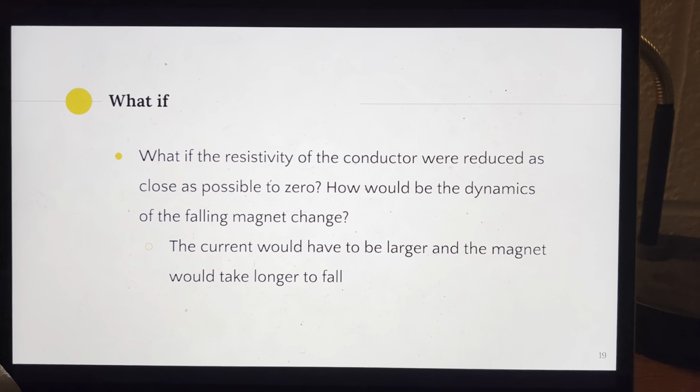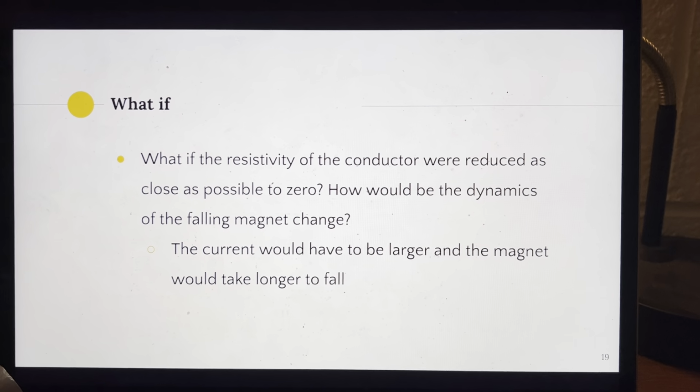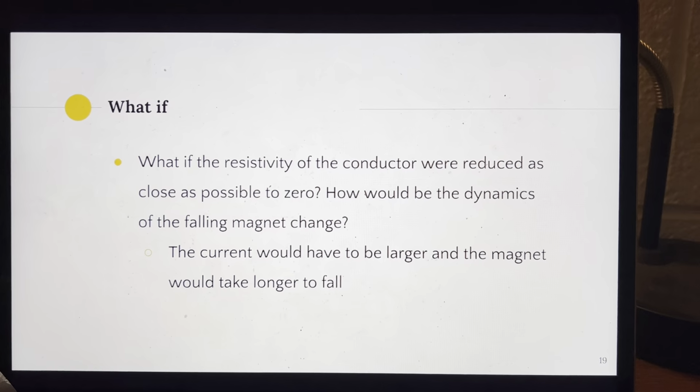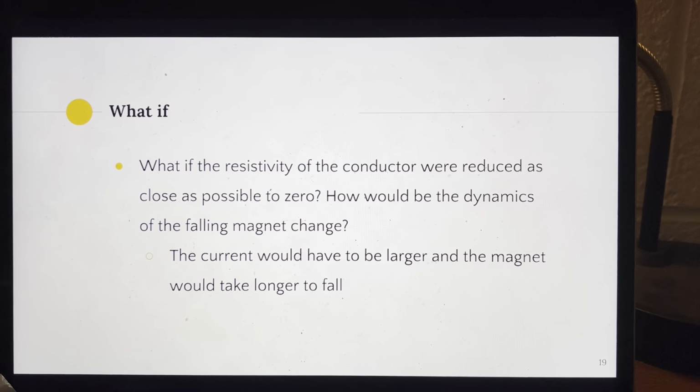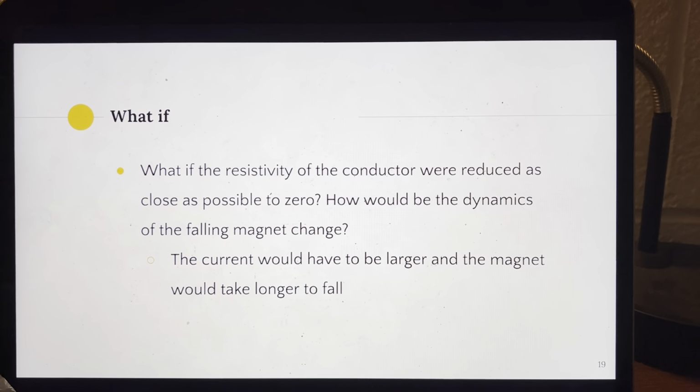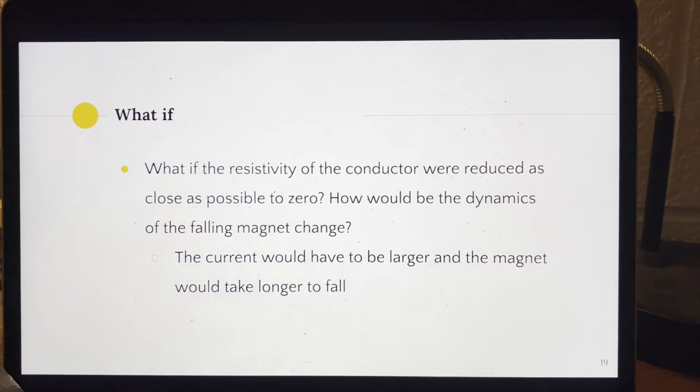For the first what-if question: what if the resistivity of the conductor were reduced as close as possible to zero? How would the dynamics of the falling magnet change? The answer is the current would have to be larger and the magnet would take longer to fall.